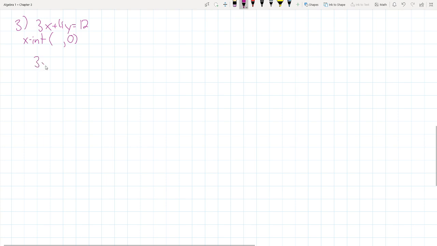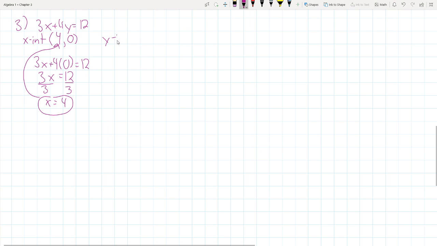And so we go 3x plus 4, and instead of y, we put in 0. We say that equals 12. What's nice about this is multiplying by 0 is one of the best things to multiply because it just gets rid of it. And so I get 3x equals 12, and now I divide by 3. And so I get x equals 4. And so I can fill in 4.